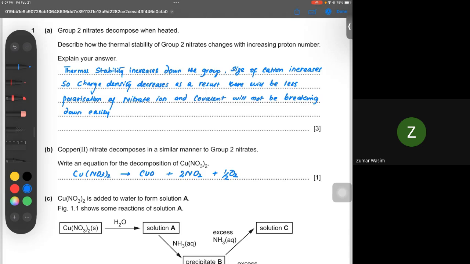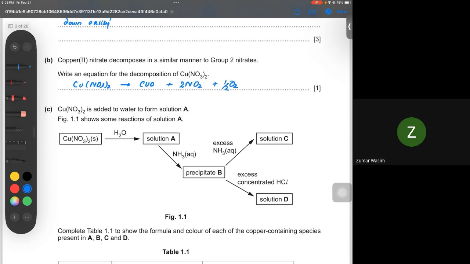It means that when you provide heat, they need more heating as you go down the group, because you have to provide more energy to break the covalent bond. When something requires more energy to break down, it is more thermally stable. When something requires less energy to break down, it is less thermally stable. Less thermally stable means it can be easily broken down, and more thermally stable means it cannot be easily broken down.